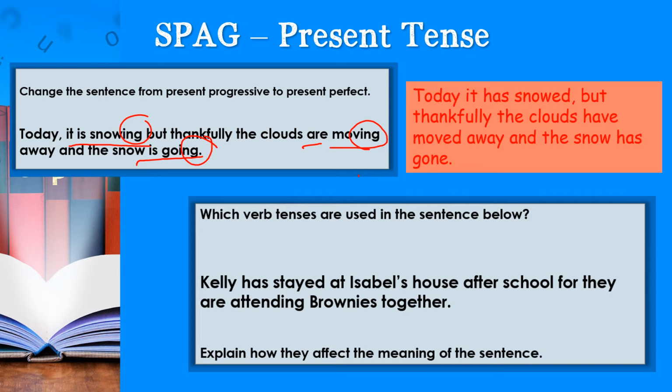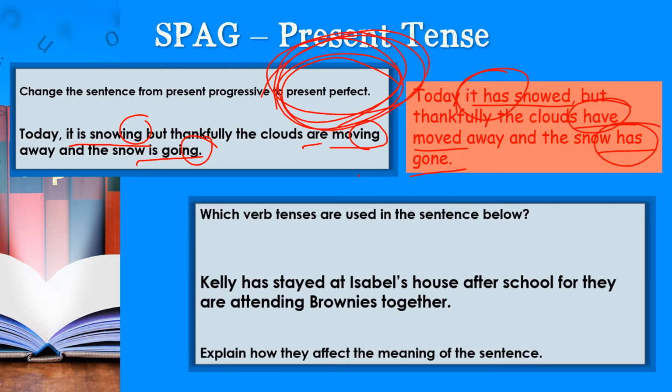Today it has snowed, but thankfully the clouds have moved away and the snow has gone. We really must think when we're thinking about present perfect that we need to be looking for the has and the haves before the verbs. That gives us a huge clue to present perfect tense. It tells us that the action is finished.